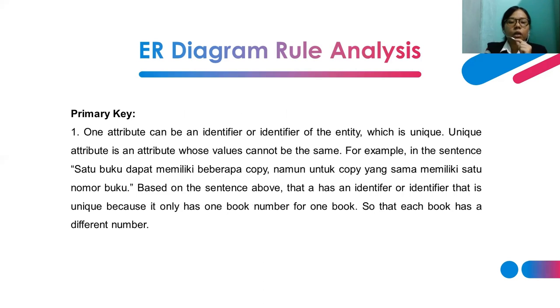Primary key. One attribute can be the identifier of the entity, which is unique. A unique attribute is an attribute whose value cannot be the same. For example, in the sentence, satu buku dapat memiliki berapa kopi, namun untuk kopi yang sama memiliki satu nomor buku. Based on the sentence above, the identifier is unique because there is only one book number for one book, so each book has a different number.